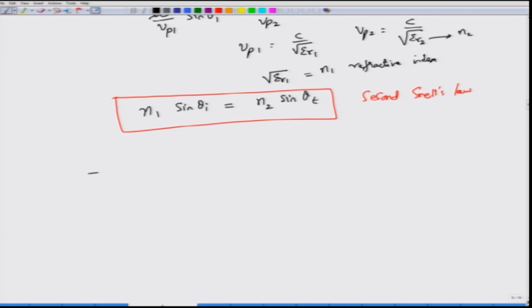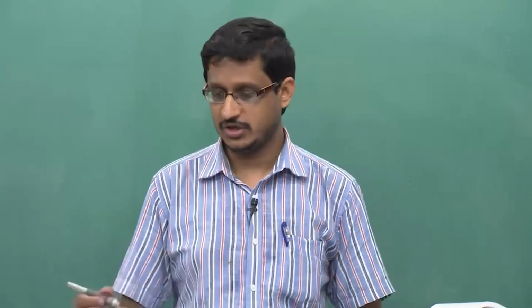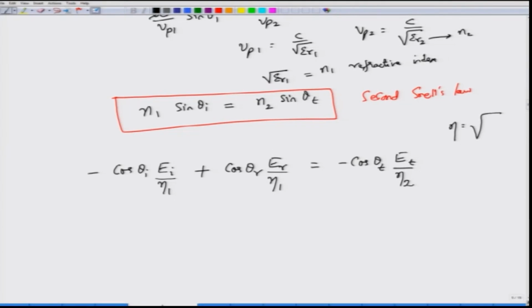So, the total tangential component in the first medium is minus cos theta I E I by eta 1 plus cos theta r E r by eta 1, which must be equal to minus cos theta t E t by eta 2. Eta 1 and eta 2 are the impedances of the medium in region 1 and region 2. So, if I have not written it earlier, this should be equal to square root of mu by epsilon.